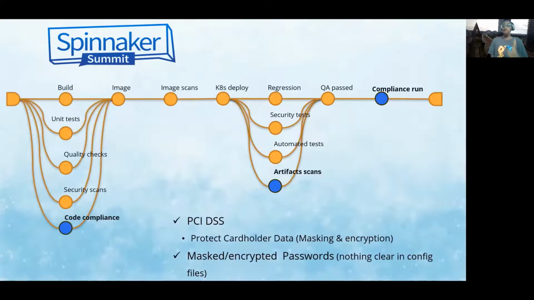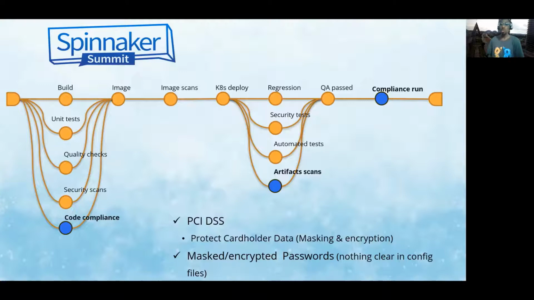And doing all this helps us achieve a few things. In terms of PCI DSS, we achieve the goal of ensuring that cardholder data is protected. Nothing is in clear, nothing is unmasked, and nothing is unencrypted. So everything has to be encrypted and masked.